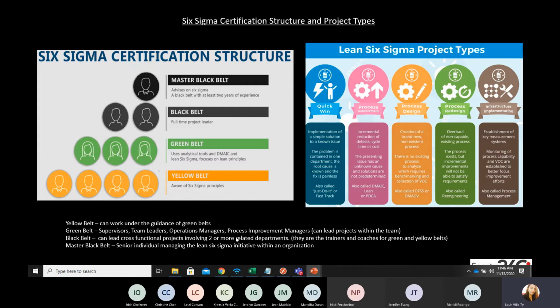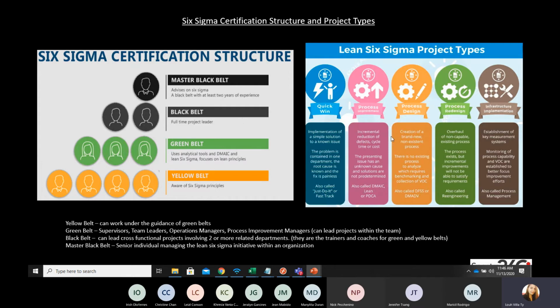A black belt is someone above the green belt, and they can lead cross-functional projects involving 2 or more related departments. They are the trainers and coaches for green and yellow belts. And lastly, the master black belts are the senior individuals managing the Lean Six Sigma initiative within the organization.